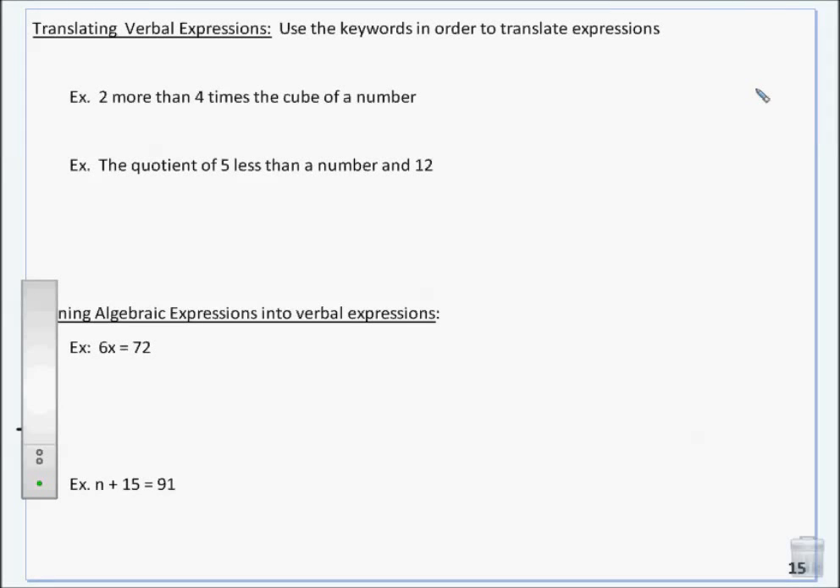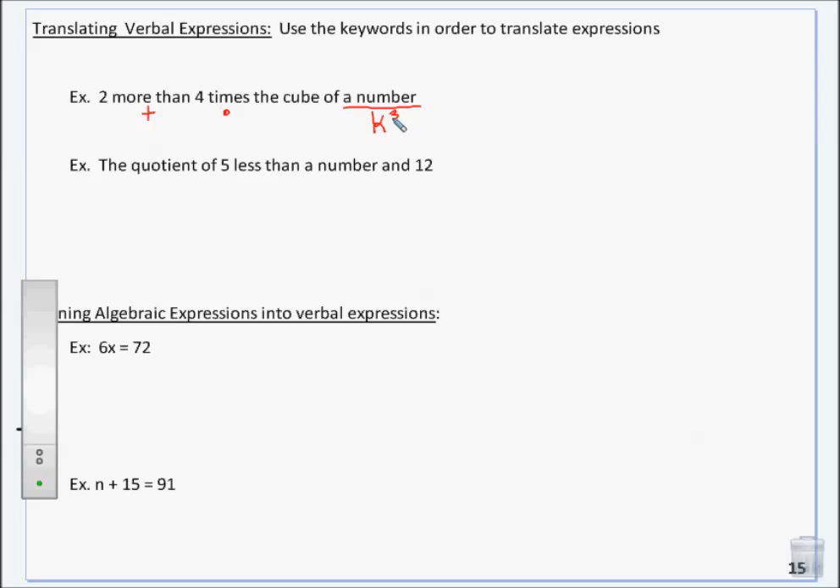All right. When we're translating verbal expressions into algebraic expressions, we're going to use those keywords. Okay, we've got "two more than" is addition, "4 times" is going to be multiplication, and then "the cube of a number." Anytime you see a number, that's just a variable. What letter would you like to use? K. All right, cool. We'll use K. So we've got K, the cube of K. So that's going to be K cubed.